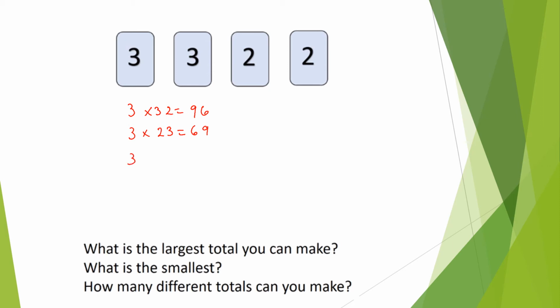We could use a 3 and 2 twos. 3 times 22 and the answer equals 66. We could write 2 times 32. So I've used the 2, a 3 and another 2, and the answer is 64. We could make 2 times 23. We've swapped them around again, and the answer is 46. And we could write 2 times 33, and that equals 66. So, 6 calculations I've been able to come up with.